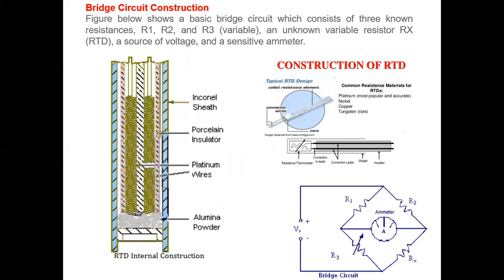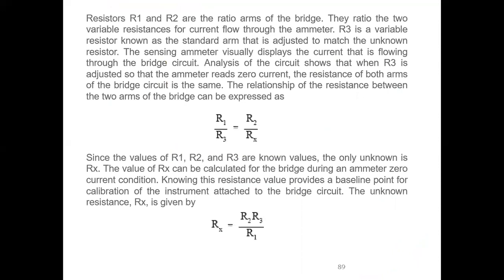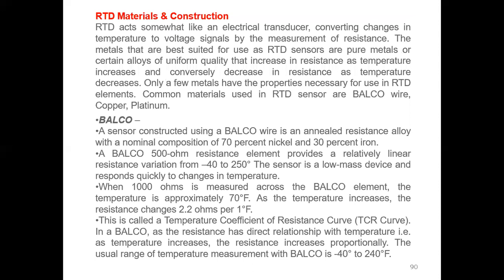This is a basic bridge circuit construction. It consists of three known resistances R1, R2, R3 and an unknown variable resistance Rx, a source of voltage and a sensitive ammeter. By using resistance 1 and resistance 2, we can define the value. Here we have a bridge. R1, R2, and R3 are known resistances, and Rx is the unknown resistance. So we can easily identify the unknown resistance: Rx is equal to R2 times R3 divided by R1. By using this value, we can define the values.